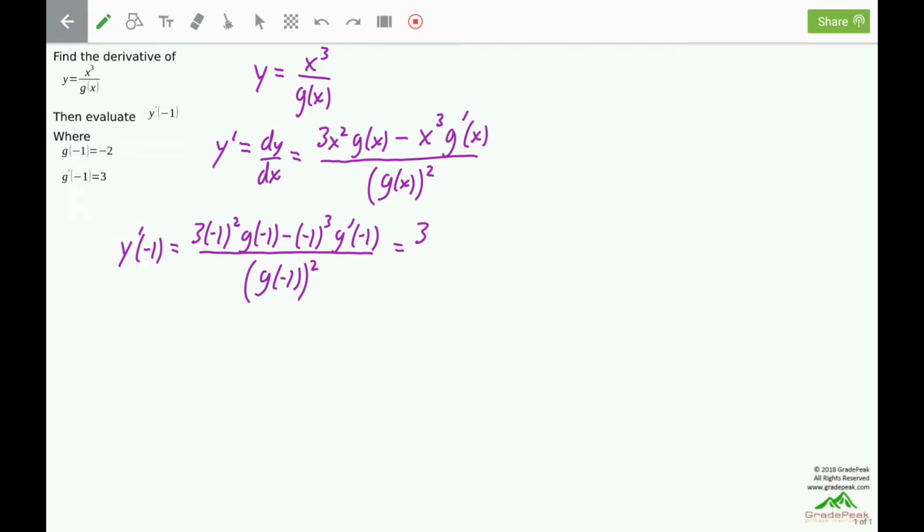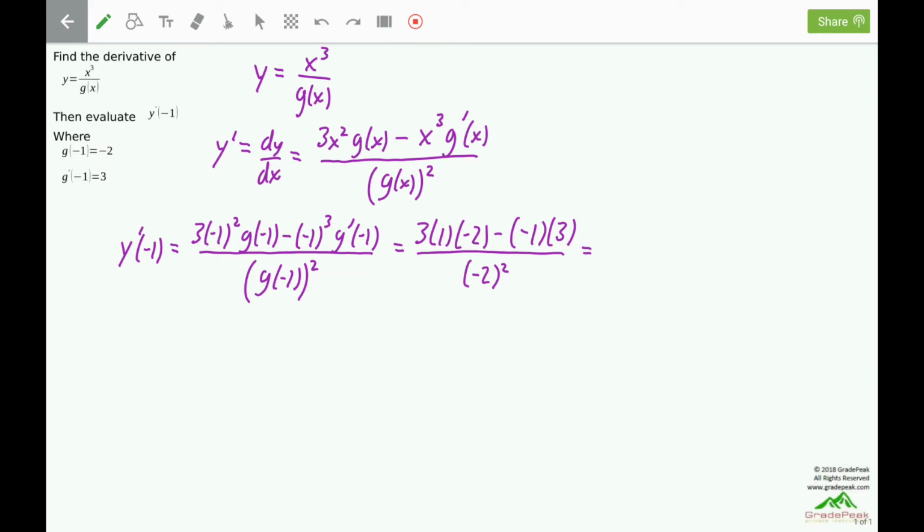So 3 times negative 1 squared is a 1, and then g of negative 1 and g prime of negative 1, that's going to come from this information over here. G of negative 1 is a negative 2, minus, we have negative 1 cubed. Negative 1 times negative 1 is positive 1, times 1 more negative 1 is negative 1. And then g prime of negative 1 is a 3. And all of this is divided by g of negative 1, which is a negative 2, and then squared.